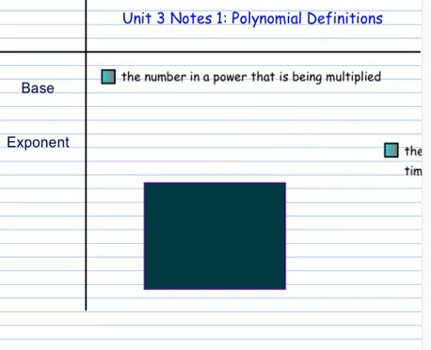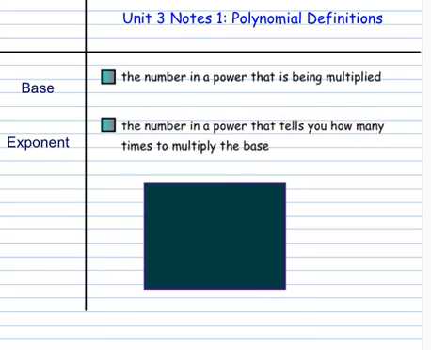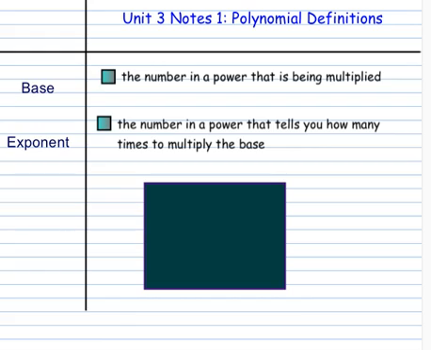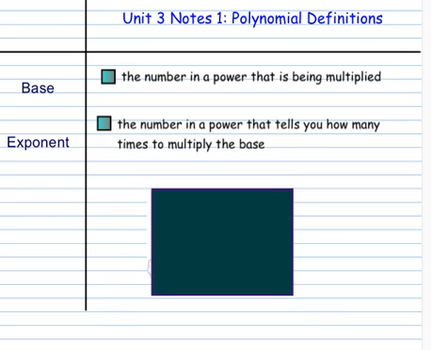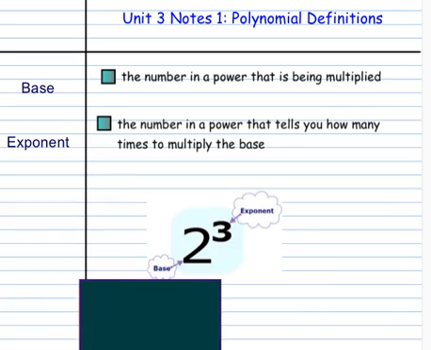Base, the number in a power that is being multiplied. Exponent, the number in a power that tells you how many times to multiply the base. Alright, so we gotta get good with exponents and bases. When we do logs and pre-calc, you'll need to understand why. Alright, so the base is talking about the lower number.